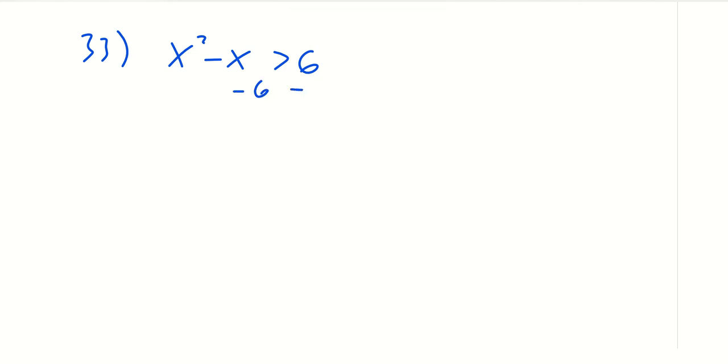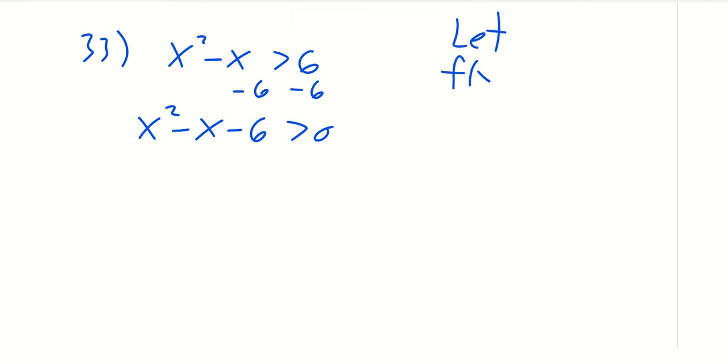The next question we come to is now our quadratic inequalities. Let's take a look at one of these. This is 33. So it's the quadratic inequality x squared minus x is greater than 6. The first step to solving a quadratic inequality is to get one side to 0. So let's subtract 6 from both sides. I'm going to call this x squared minus x minus 6 is greater than 0. And then let's call the left-hand side equal to f of x.